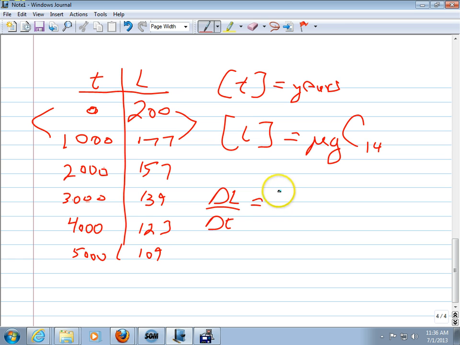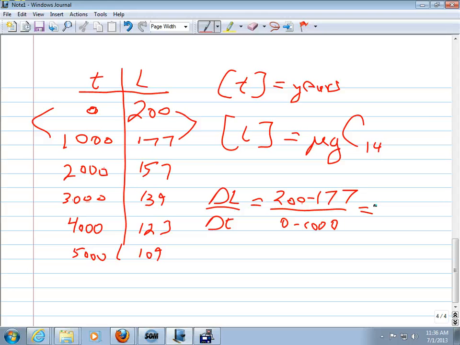Subtract some L values, 200 minus 177. That's what delta means, change. What's the change? Subtract, find out the change in the value. And in the same order, if I start with 200 for L, I have to start with 0 for t, because the order matters. If the slope is negative, that means it's decreasing. If the slope is positive, it means it's increasing. If you don't do that in the right order, you're going to get the wrong sign.